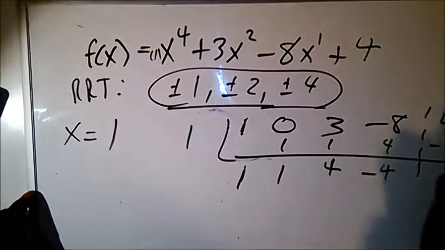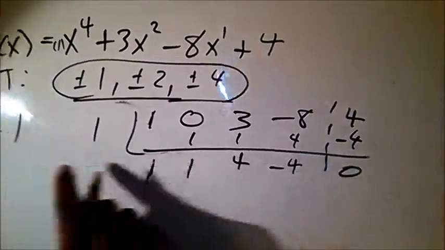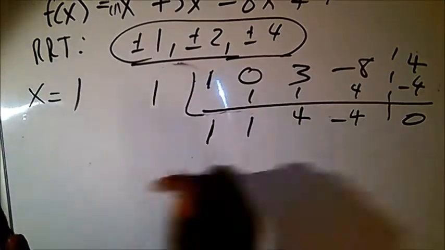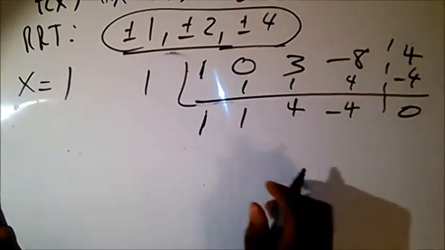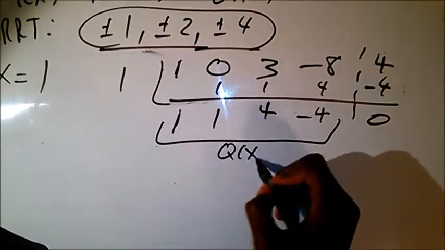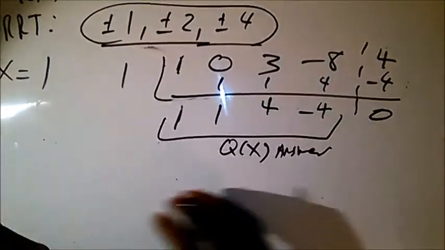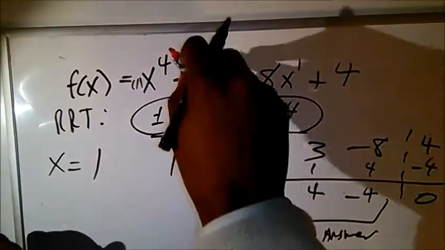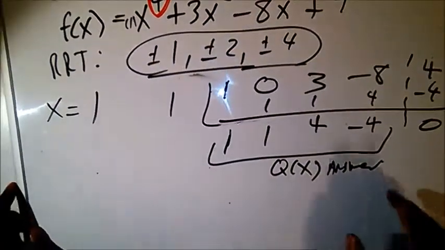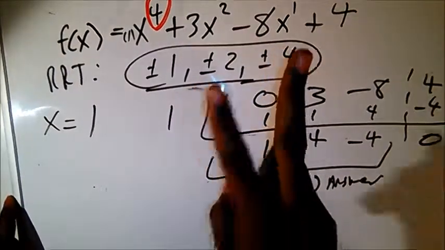Okay. Since our remainder was 0, x is equal to 1 is a root. What we're going to do is take our answer here, our Q of x, which is our answer, and change it into a polynomial. Look at the highest power. It's 4, so we're going to go down a power. And our goal is to keep reducing until we go down to a power of 2.